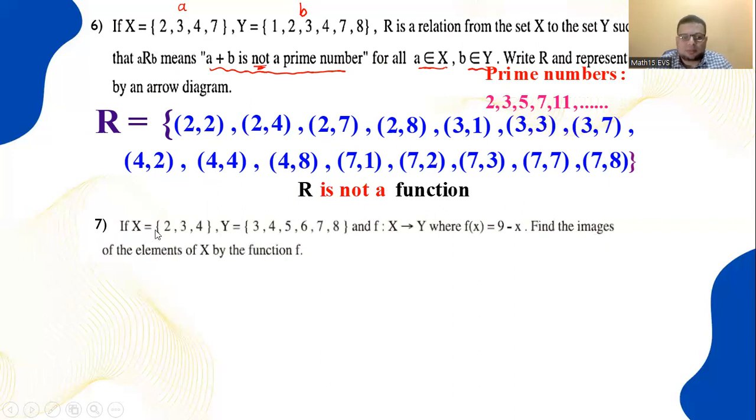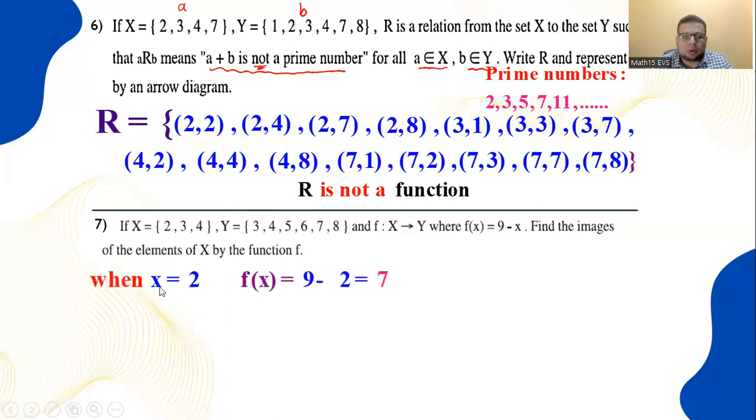Number 7. If x equals 2, 3, 4, y equals 3, 4, 5, 6, 7, 8, and f is from x to y, that means x is the domain, y is the codomain. f of x equals 9 minus x. This is the rule to join. If you put x here, 2 or 3 or 4, you will get the element in y. Find the image of the elements of x by the function f.